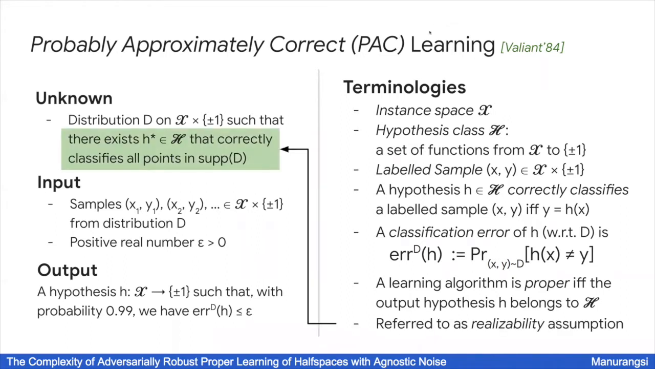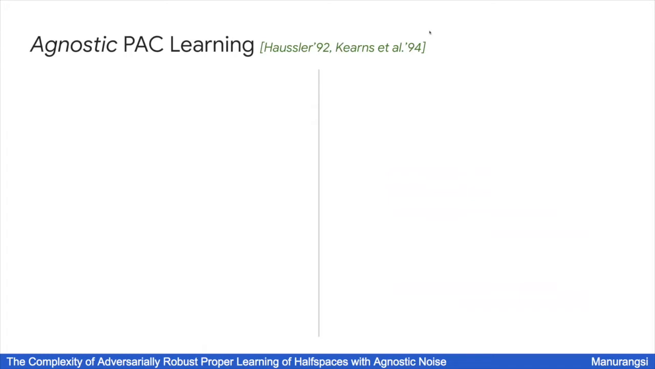Finally, let us refer to this assumption that there is a hidden hypothesis that correctly classifies all the points as the realizability assumption. This is to distinguish between this PAC learning setting and what we will discuss next, which is the agnostic setting, or agnostic PAC learning model. This model is almost the same as before, except that we don't have the realizability assumption. In particular, the distribution D can be any arbitrary distribution on the set of labeled samples.